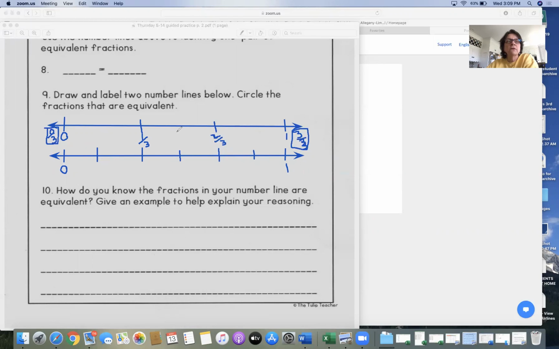So I had thirds on the first number line. I doubled the number of equal parts. So now I have 6. So I'm going to go ahead and label all my fractions. You can do the same. 0 sixths, 1 sixth, 2 sixths, 3 sixths, 4 sixths, 5 sixths, and last but not least 6 sixths. And go ahead and box your whole number fractions, boys and girls.